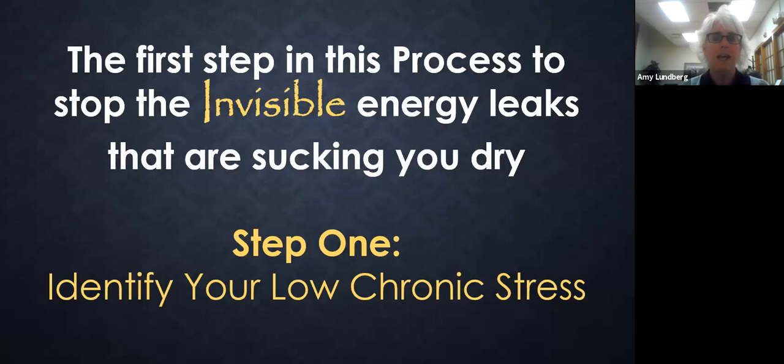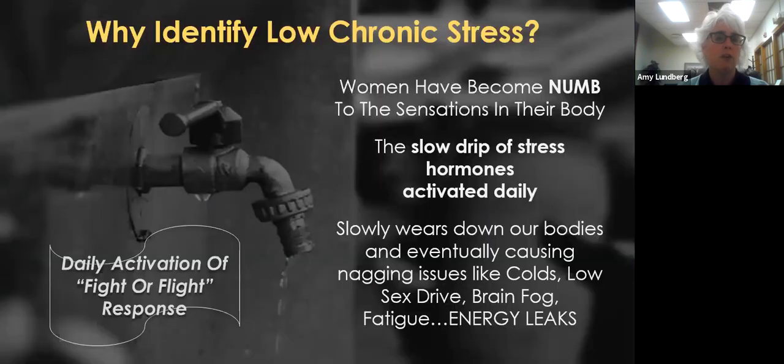So the first step in this process is to stop the invisible energy leaks. So identify the low chronic stress. Here, women become numb to the sensations of the body, because you're go-getters. You just push forward and you do, because it's in your nature. It's what excites you. You like to achieve. But it can be overwhelming, and the pendulum can swing, where you're so overwhelmed you think, why bother? It'll never all get done, or it'll never be perfect enough. And so then there's that procrastination piece.